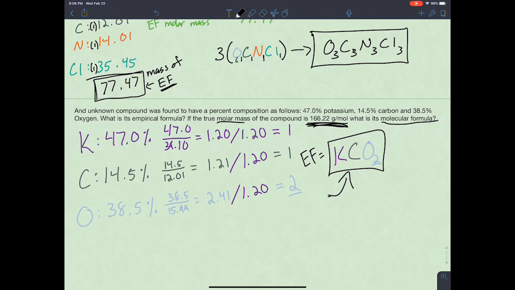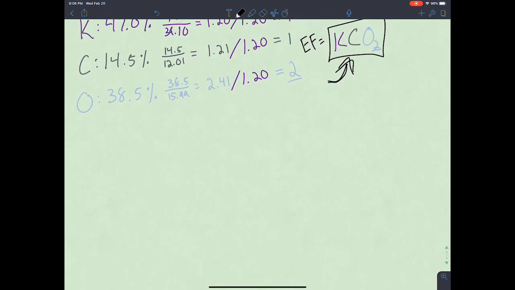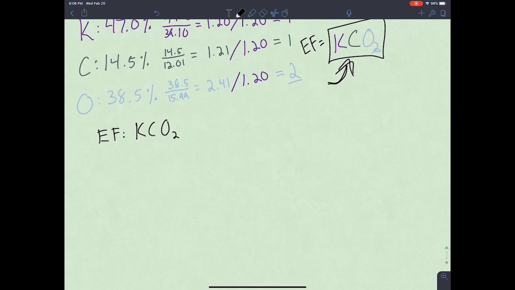So we have our empirical formula, as I just said, and we have a mass. Let's go down here, and we're going to put our empirical formula right here for reference. It is KCO2. Now our first step is to find the molar mass of our empirical formula. So we're going to add up the atomic masses. We have 1 potassium, and potassium weighs 39.10. We have 1 carbon, which weighs 12.01. And we have 2 oxygens, which each weigh 16.00.